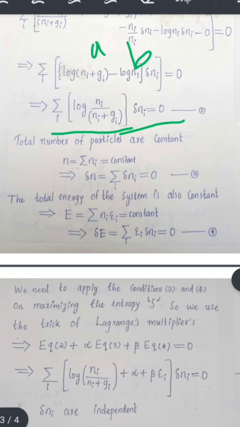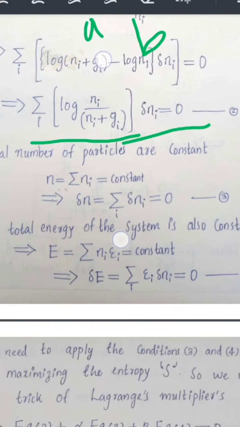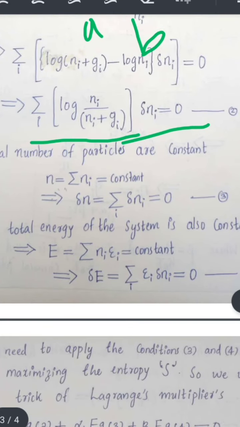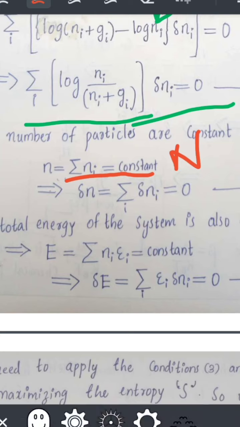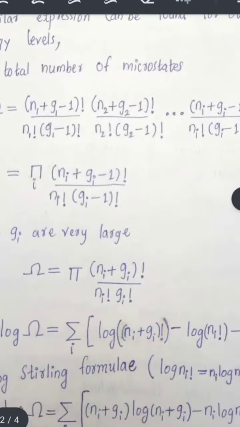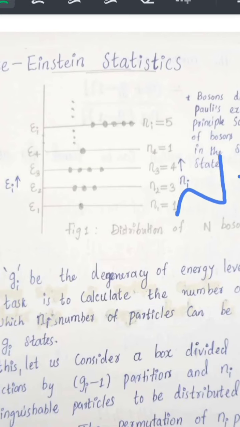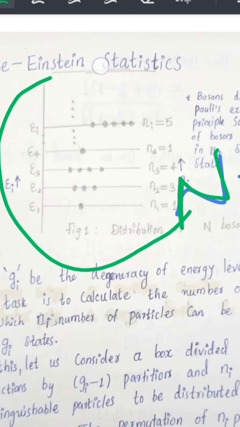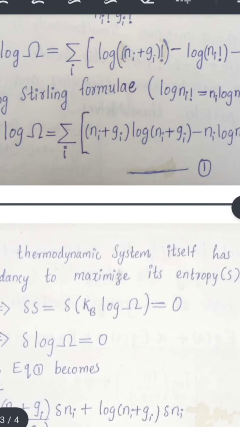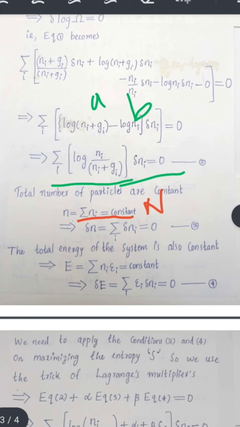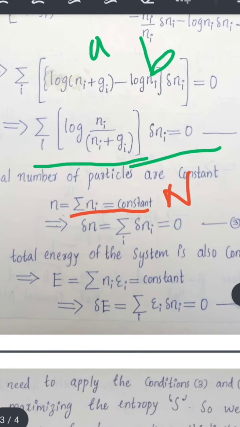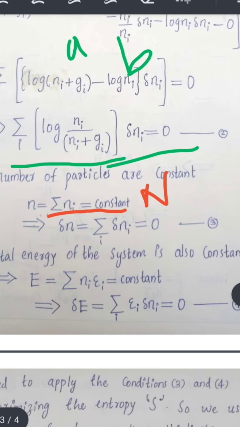We have some other conditions too in our case. That is, the second condition is the summation over all Ni's is equal to constant, because our total number of particles n is constant, and this total number of particles n is distributed over all these energy states. So I can write this total number of particles n is equal to summation over ni, it is equal to constant. I just take a small letter n instead of capital N.